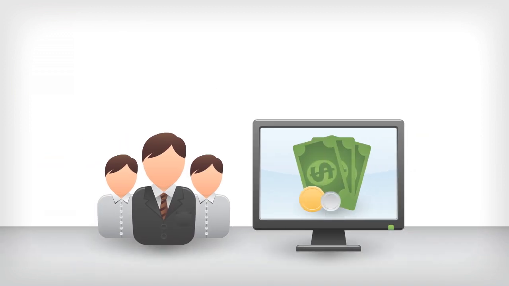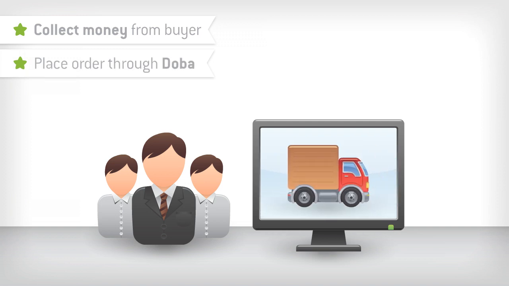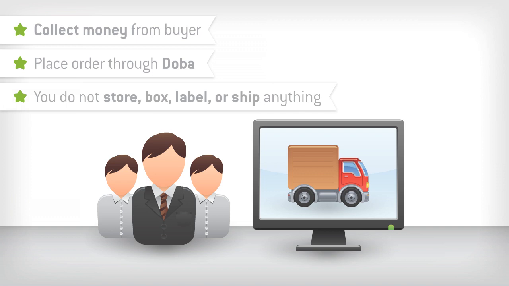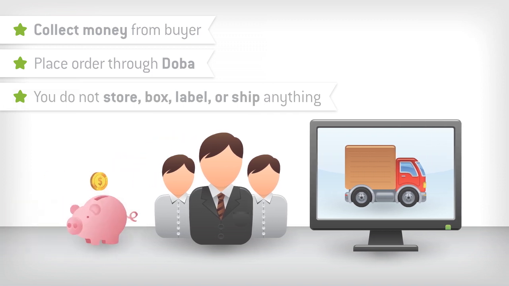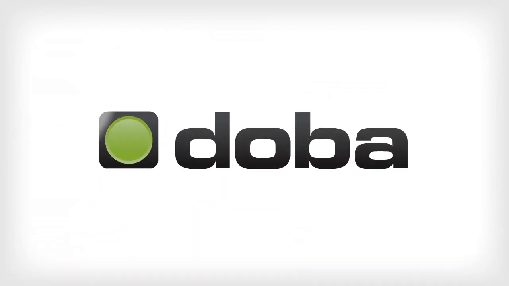When the product sells, collect money from the buyer and then place your order with Doba. The product is shipped directly to your customer from the supplier. You don't have to store, box, label, or ship anything. You keep the difference between what you charged your customer and the wholesale costs of the product. It's that easy.